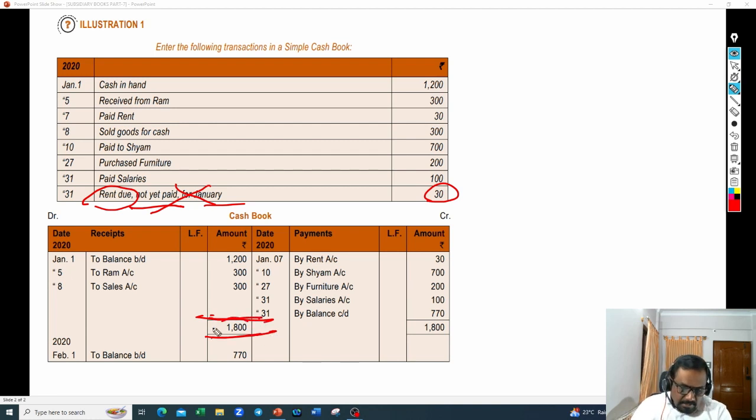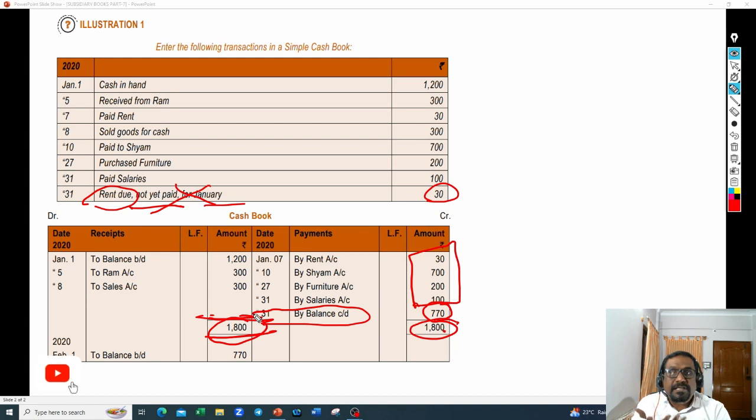So 1800, the same 1800 you put on the other side, and all these transactions you total and deduct from 1800, you get 770 rupees. This 770 rupees is nothing but the balance carried down by the end of the month. That means you have 770 rupees cash by the end of the month. Initially you had 1200 rupees as opening cash balance. After recording all these transactions, your closing cash balance has become 770. So by balance carried down and to balance brought down, 770.